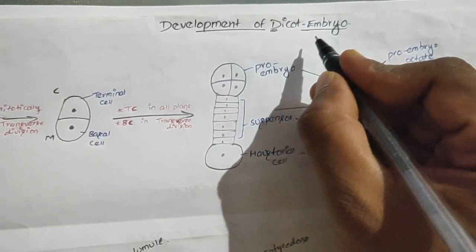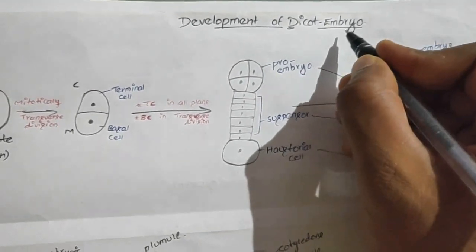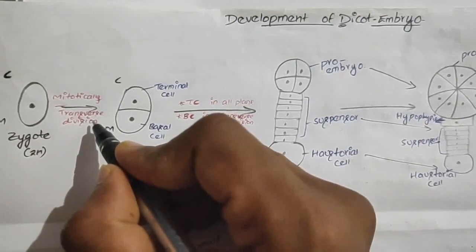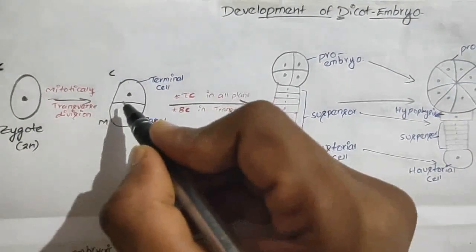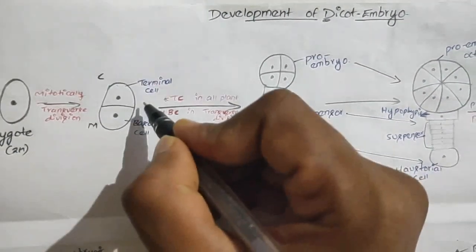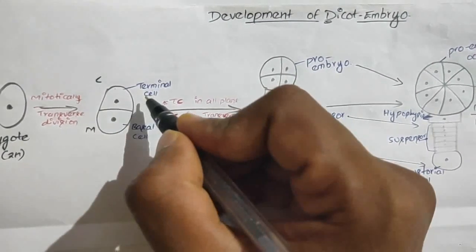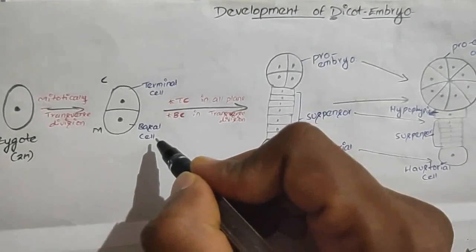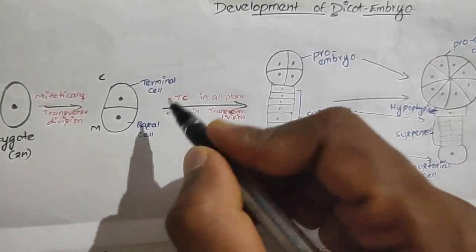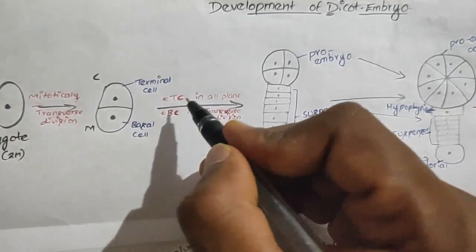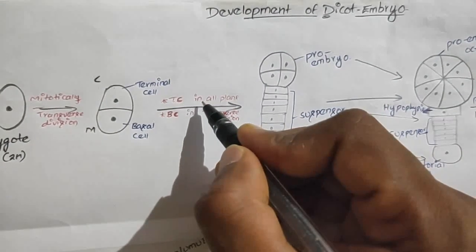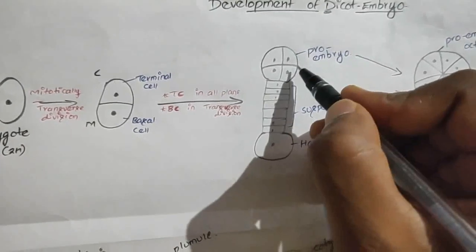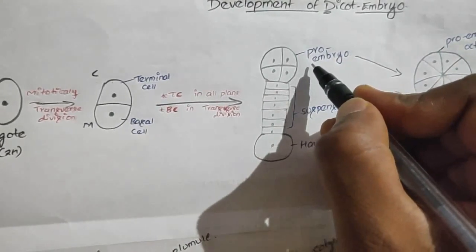Now we will discuss how this embryo is formed in dicotyledon plants. After fertilization, the zygote undergoes mitotic division, a transverse division, and forms two cells. Of these two cells, the cell towards the chalaza end is known as the terminal cell, and the cell towards the micropyle end is known as the basal cell. The terminal cell undergoes many divisions in all planes and forms four cells, and these are known as the proembryo.